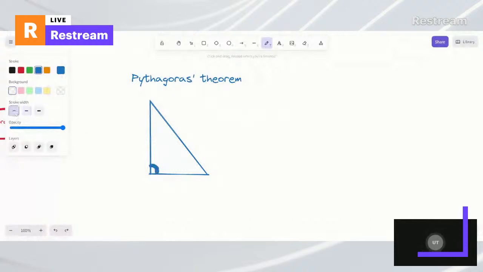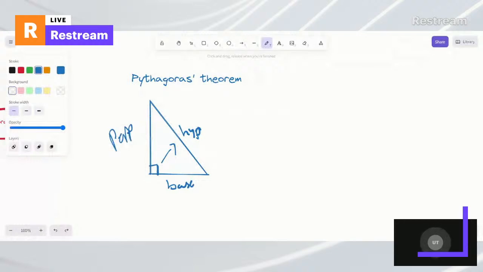So what's a right angle triangle? A right angle triangle is a triangle in which one angle of the whole triangle is 90 degrees. The side opposite to this angle is called the hypotenuse. The side which is at the base is called the base, obviously. And the side which forms the height of the triangle is called the perpendicular. These are the three names.